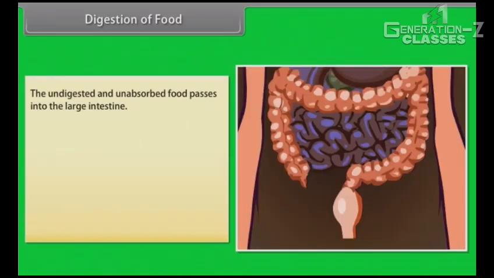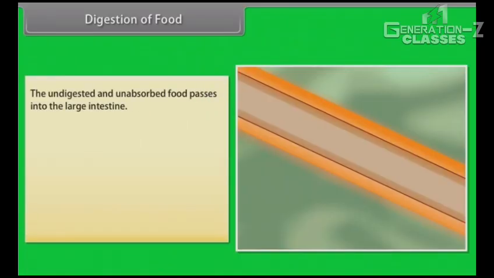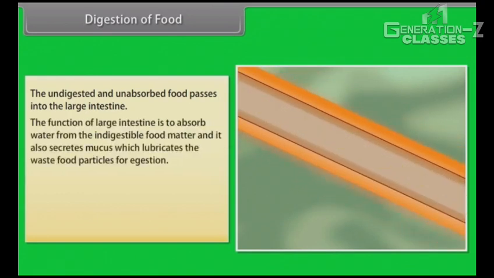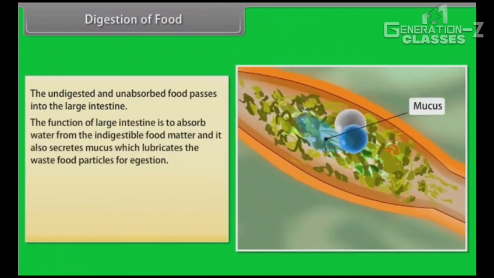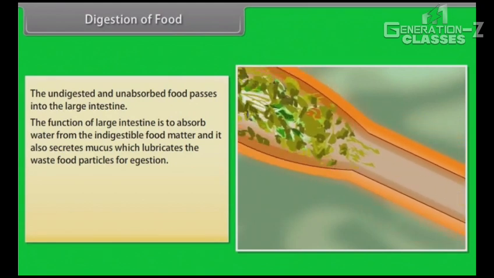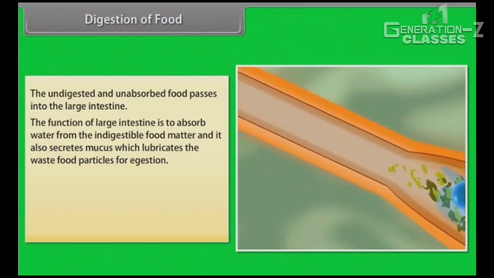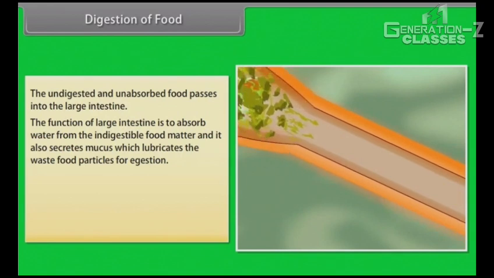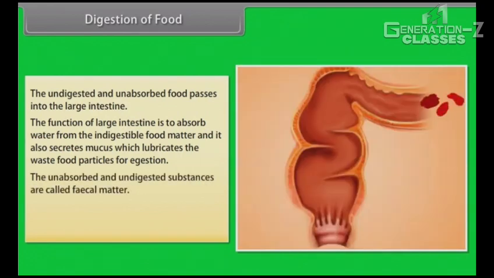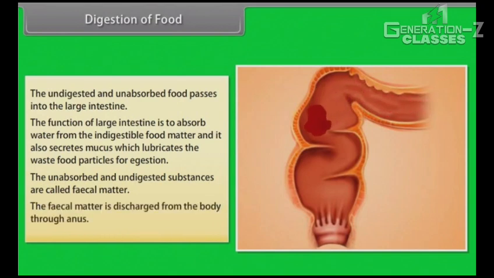The undigested and unabsorbed food passes into the large intestine. The function of the large intestine is to absorb water from the indigestible food matter, and it also secretes mucus, which lubricates the waste food particles for egestion. The unabsorbed and undigested substances are called fecal matter. The fecal matter is discharged from the body through the anus.